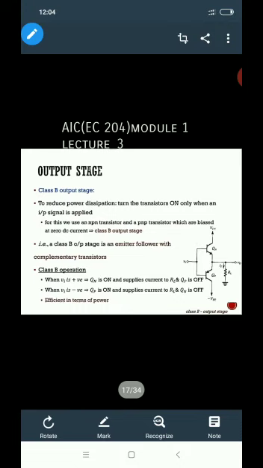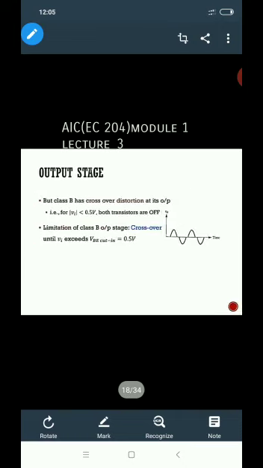Now class B operation. Here when Vi is positive, the upper transistor Qn is on and supplies current to RL, and Qp is off. At the same time the bottom transistor is off. When Vi is negative, the PNP transistor Qp is on, that is the bottom transistor is on and supplies the current to RL. At the same time Qn is off. So this class B output stage is efficient in terms of power.